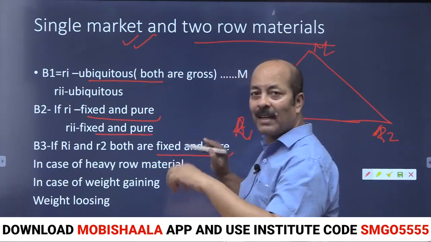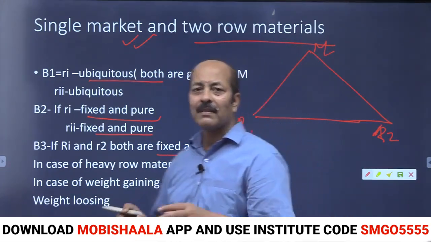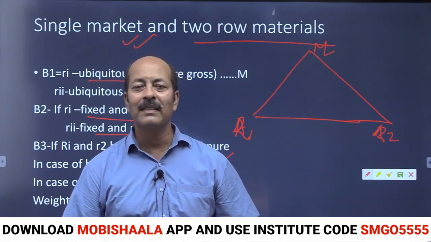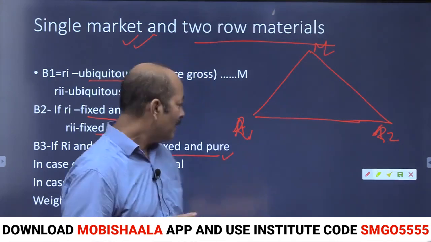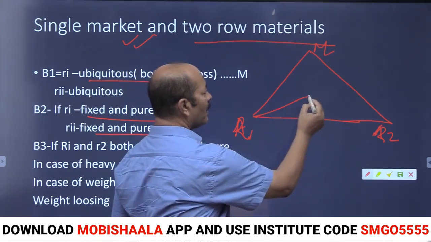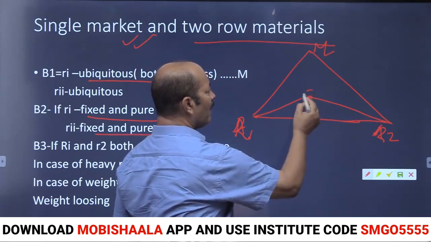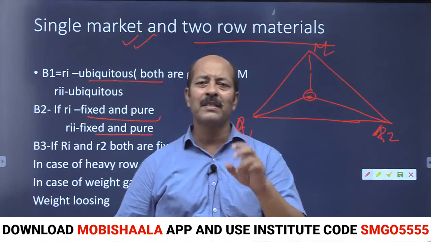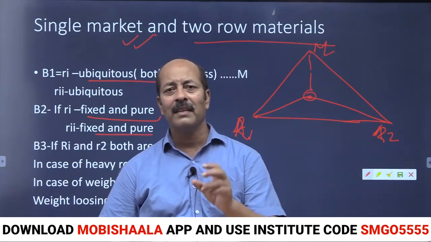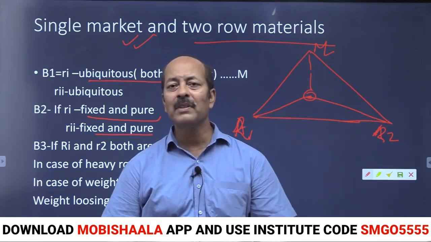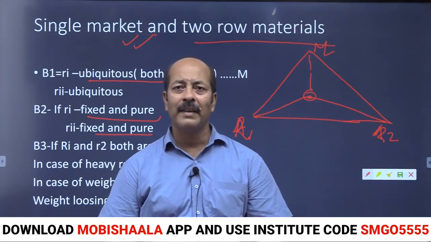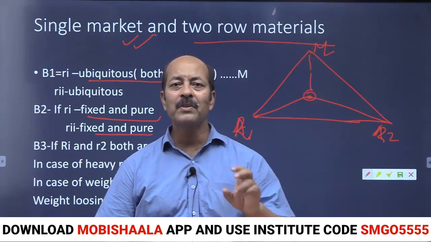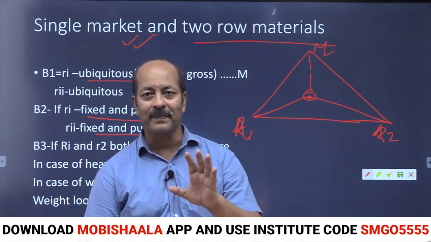Two raw materials and one market you have. Suppose both raw materials are heavy raw materials, like iron, coal, this type of raw material. Then the industry will be localized in the center area, and this will be a transportation area. So in that sense, we can reduce the transportation cost. So you write there, in the heavy raw material case, if both are heavy raw materials, then the industry will be localized in the center of the triangle to reduce transport cost. This is the first thing.